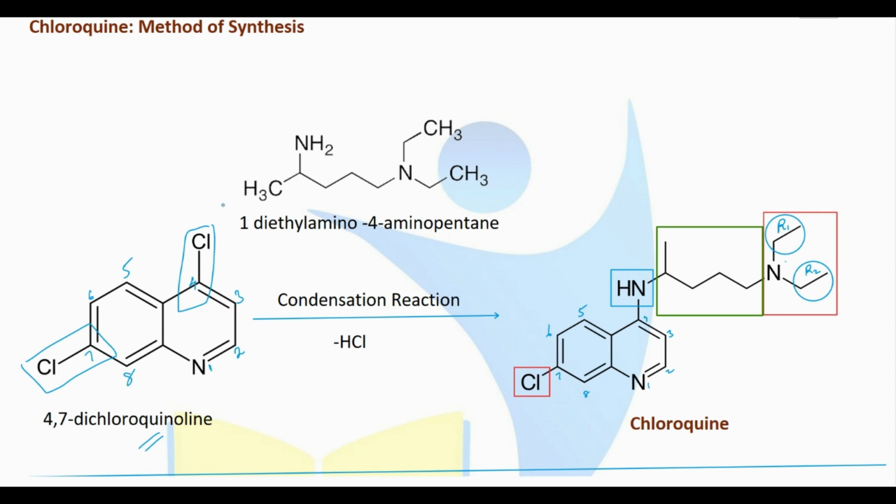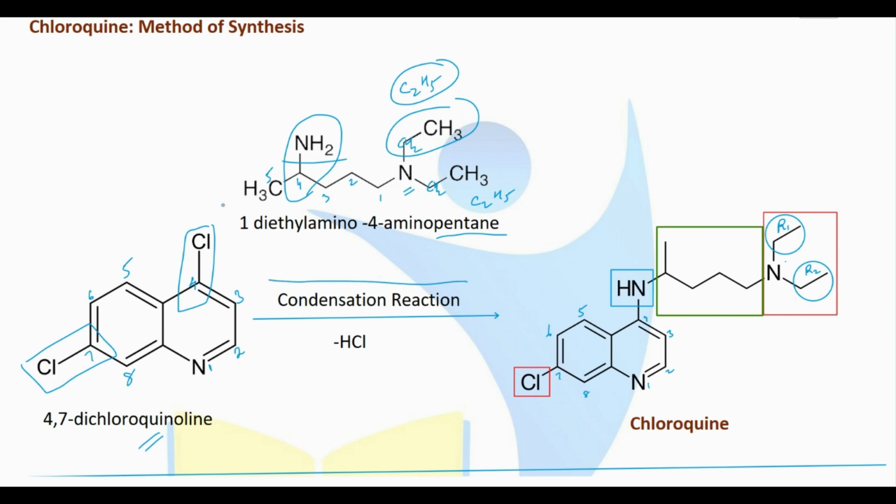So this is diethylamino. That ethyl is present here. So this is CH3CH2, this is C2H5, which is nothing other than the ethyl group. So you have two ethyl groups present here. It is attached to the nitrogen atom, and then we have the pentane. So if you count, you will be able to see that there are 5 carbons attached. So this is a pentane, and in the fourth position you will see the amino functional group. So this is 1-diethylamino 4-aminopentane.